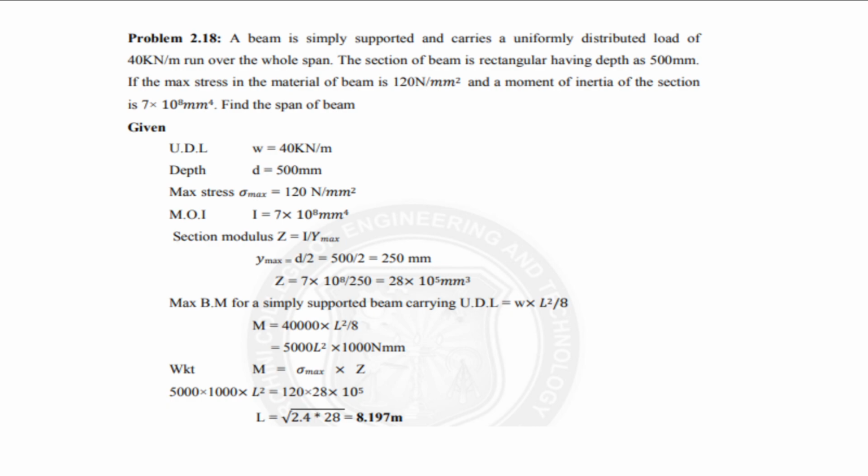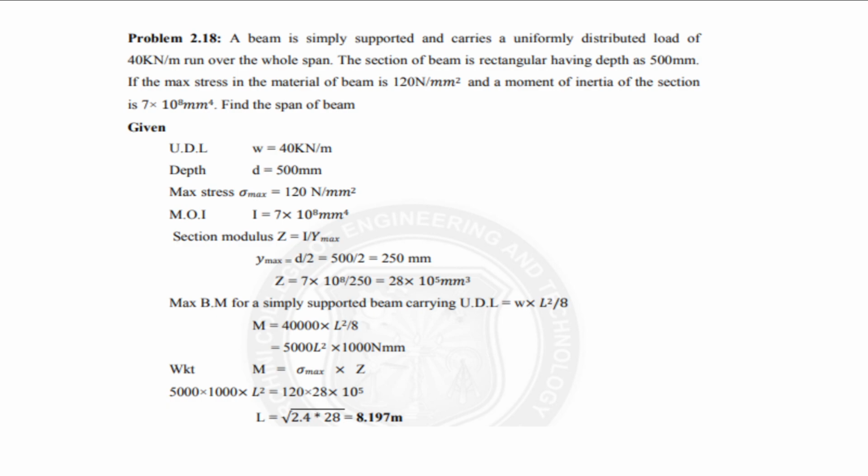So here we can see the problems on simply supported beam. Already we have seen our hanging beam. Now a simply supported beam carries a uniformly distributed load of 40 kN per meter run over the whole span. The section of beam is rectangular, having depth as 500 mm. If the maximum stress in the material of beam is 120 Newton per mm square and the moment of inertia of the section is 7 into 10 power 8 mm to the power 4, find the span of beam.